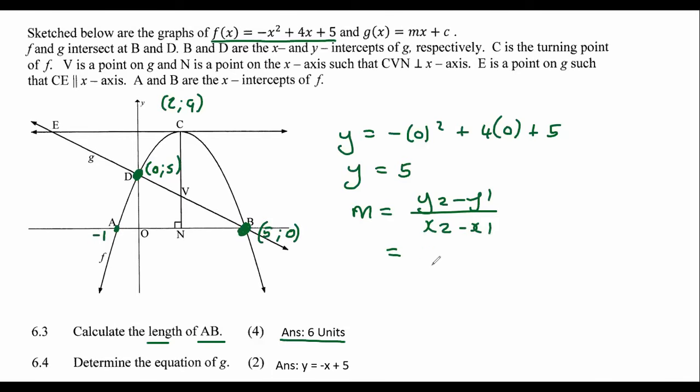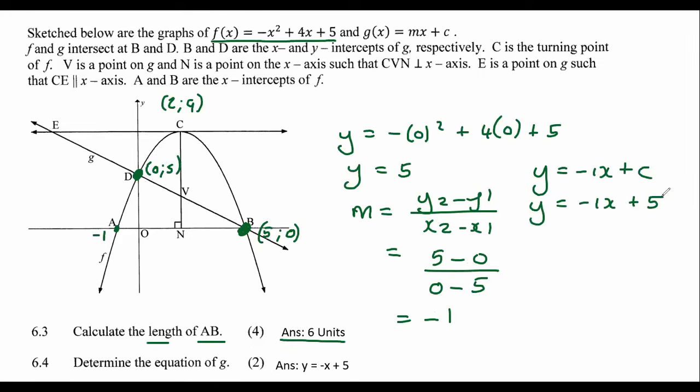And so that would be equal to 5 minus 0 over 0 minus 5. And so that's going to be equal to -1. So I now have that y is equal to -1x plus c. And then to find c, I can just substitute any of those 2 points into the equation, and I should end up with -1x plus 5.